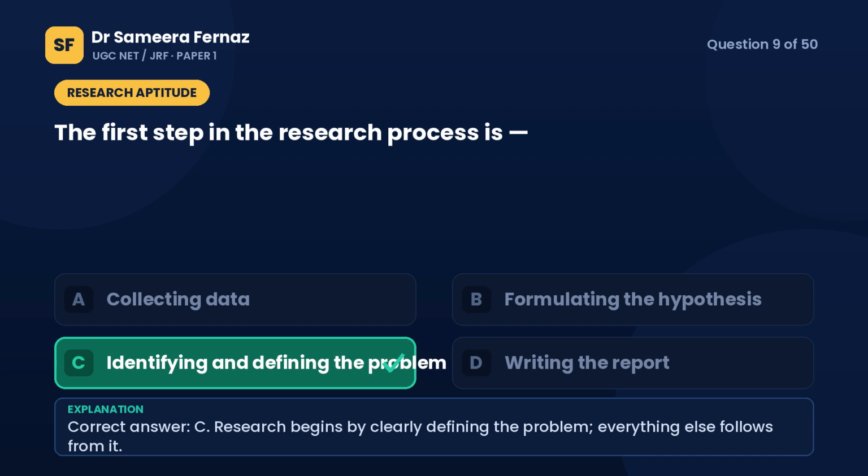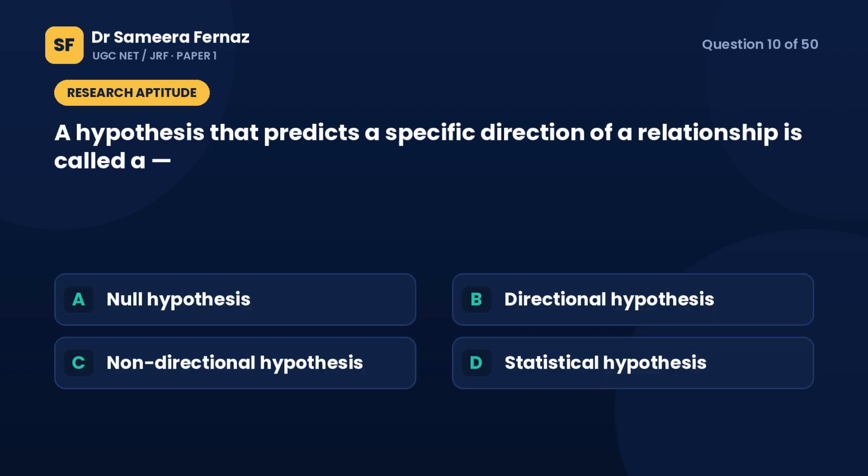Question number 9, Research Aptitude. What is the very first step in any research? So the answer is option A, defining the problem. Everything else comes after you know what you are studying.